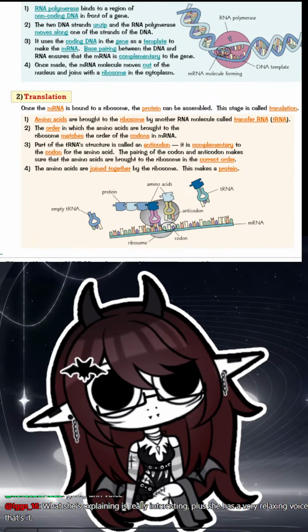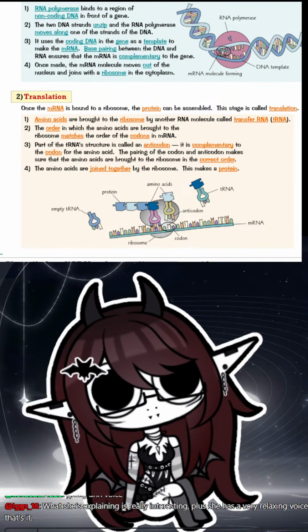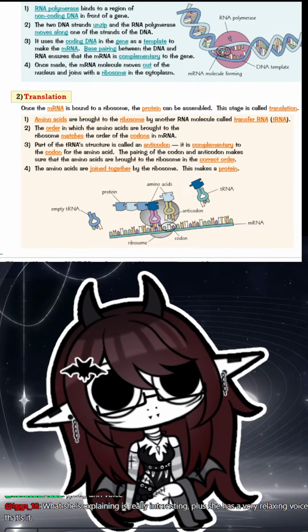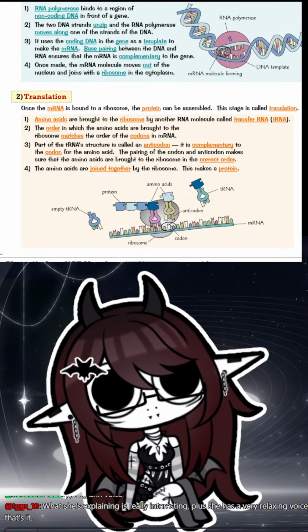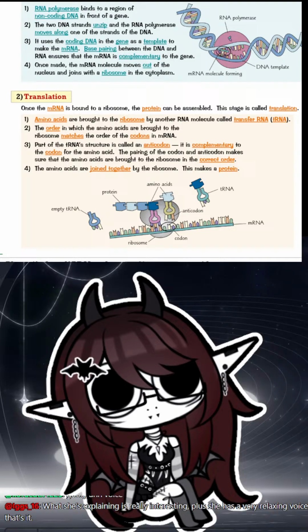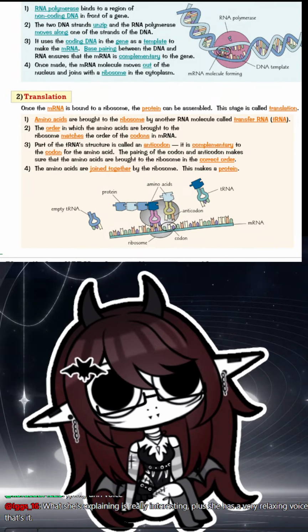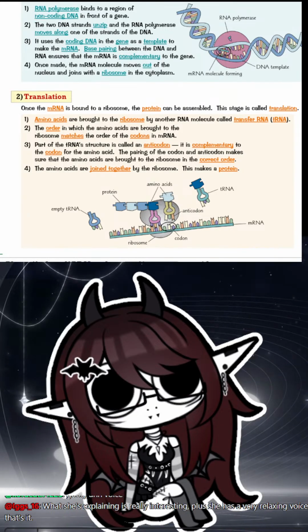The order in which the amino acids are brought to the ribosome matches the order of the codons in the mRNA. Part of the tRNA structure is called the anticodon. It is complementary to the codon for the amino acid. The pairing of the codon and the anticodon makes sure that the amino acids are brought to the ribosome in the correct order. The amino acids are joined together by the ribosome, and this makes a protein.